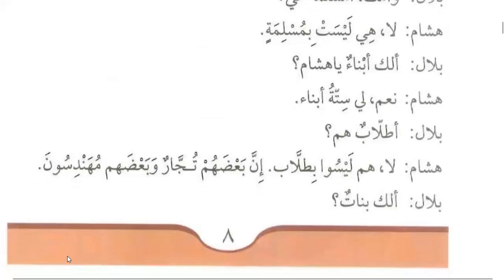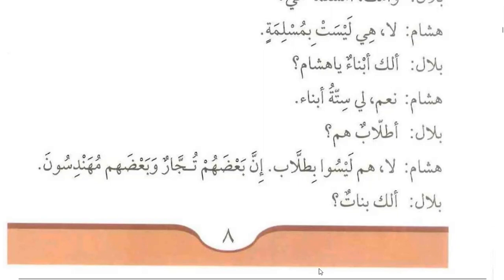Bilal: A laka abna'un ya Hisham? Do you have sons, O Hisham? Hisham: Naam, li sittatu abna'in. Yes, I have 6 sons. Alhamdulillah. A tullabun hum? Are they students? La, hum laysu bitullabin. No, they are not students. Inna ba'dahum tujjarun wa ba'dahum muhandisun. Indeed, some of them are merchants and some of them are engineers.